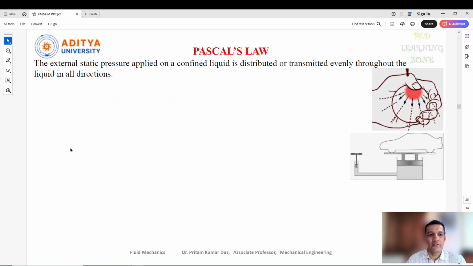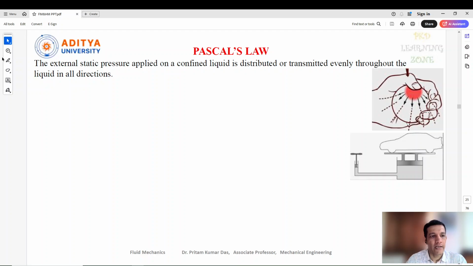Pascal's law states that the pressure, or intensity of pressure, applied in a static liquid will be directed in all directions equally. Or we can say the external static pressure applied in a confined liquid will be distributed or transmitted evenly throughout the liquid in all directions.